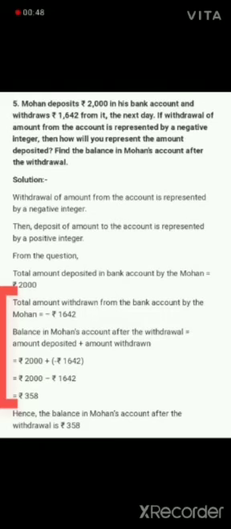Balance in Mohan's account after the withdrawal is equal to amount deposited plus amount withdrawn equals rupees 2000 plus of minus rupees 1642 equals rupees 2000 plus minus minus, because product of one positive and one negative integer is negative integer. Therefore, rupees 2000 minus rupees 1642 equals rupees 358. Hence, the balance in Mohan's account after the withdrawal is rupees 358. Answer is equal to 358 rupees.